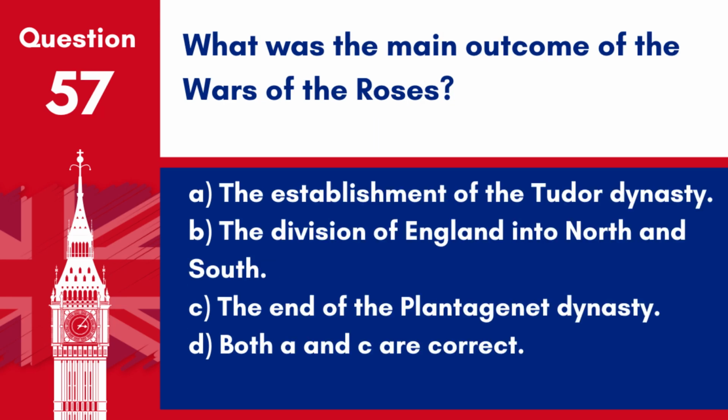Question 57. What was the main outcome of the Wars of the Roses? A. The establishment of the Tudor dynasty. B. The division of England into North and South. C. The end of the Plantagenet dynasty. D. Both A and C are correct.